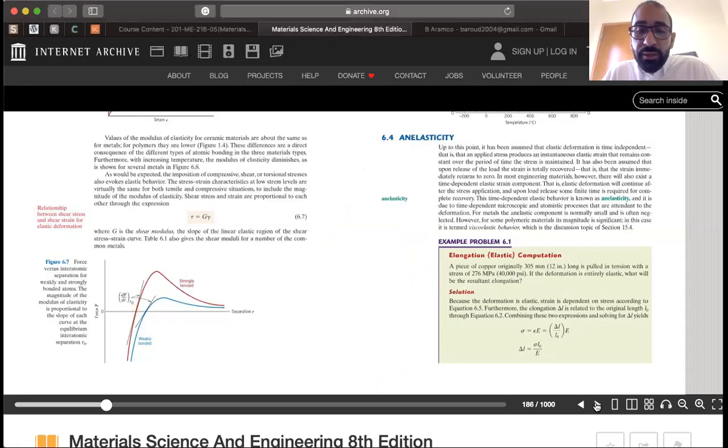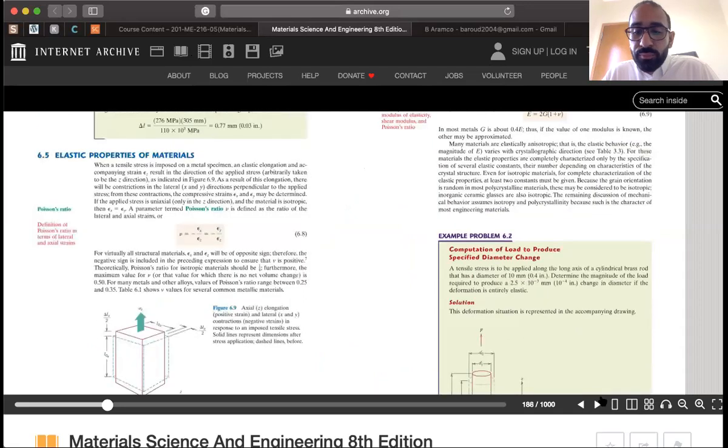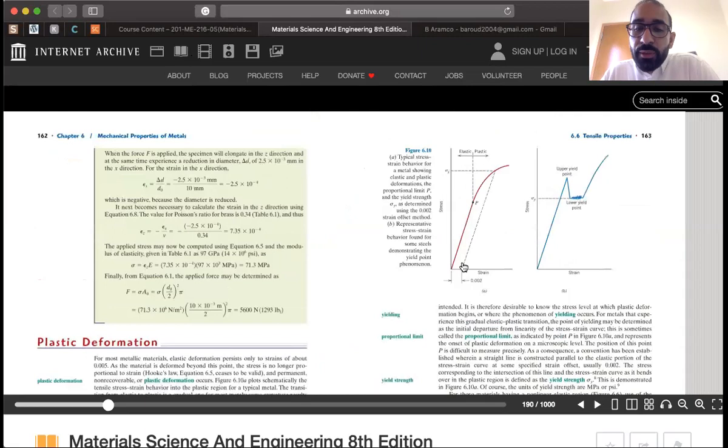If you come here, what do you see? You see the elastic region as a portion. This is a portion of the stress strain curve, where on the y-axis you have the stress, and on the x-axis the strain. You see that P is called the proportional limit.